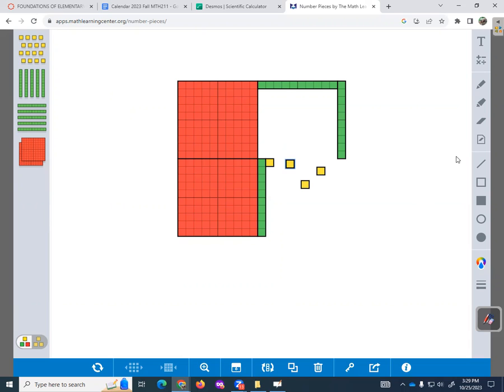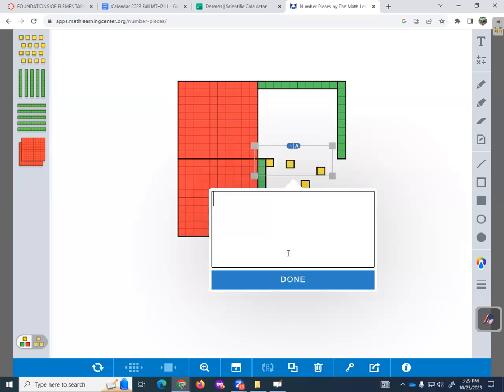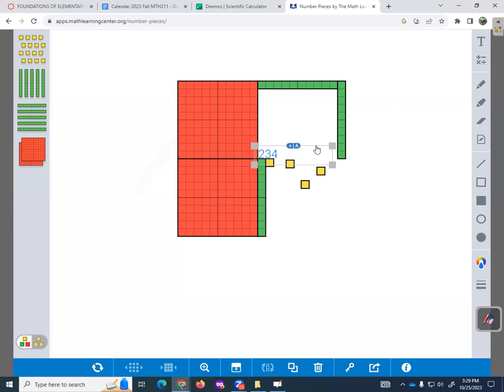There's a place to write. Where did they put it? They rearranged these apps recently. There used to be a typing tool. There it is. Moved it up there. So this is 234 to the best of my ability.